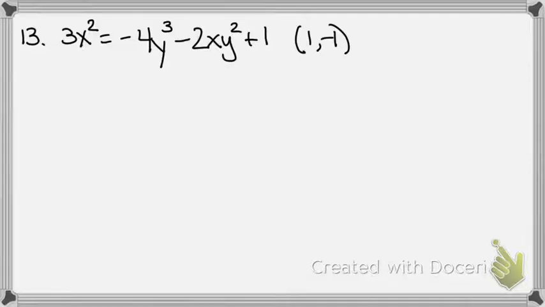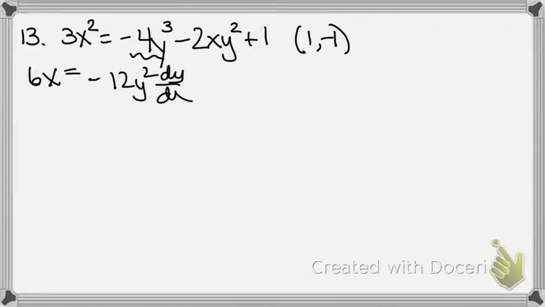So the derivative of 3x squared is just 6x. The derivative of a negative 4y cubed is a negative 12y squared dy/dx. Here's where neon flashing lights should be going off in your head. This is a product rule because you have an x and a y. So keep the negative 2 and the x together, and then the y squared, and do a product rule.